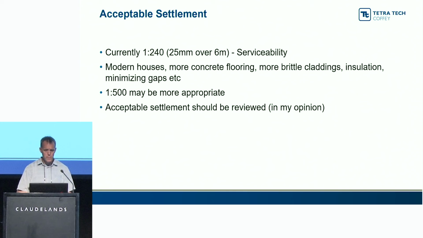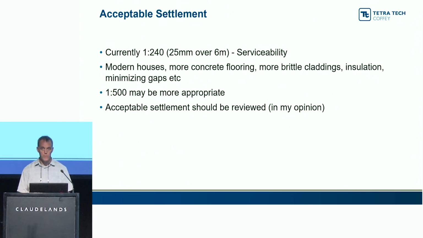The acceptable settlement criteria, which is stated in B1/VM4, is 1 in 240 or 25 mm over 6 metres for serviceability. There's nothing provided on ultimate limit state, which is probably sensible because it's quite dependent on the building types and the structures. But if you go in Wellington to an old house, especially your old timber frame and timber pile houses, you'd get way more than 25 mm across that house. And to be honest, you get 25 mm across some rooms. It's actually generally reasonably well accepted.